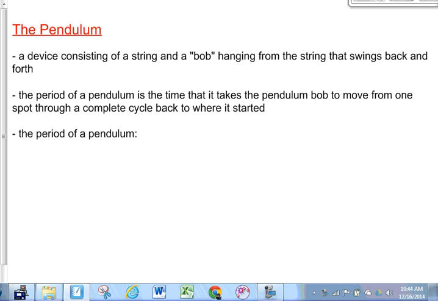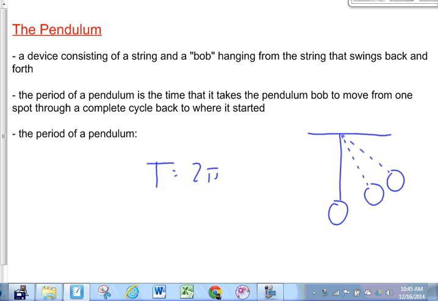And then finally, we talked on Friday about what variables affect the period of the pendulum. We learned that, well, for the most part, the angle doesn't affect it. So if I've got the pendulum hanging like this with a mass on the end of it, and I bring the pendulum up like this, or I bring the pendulum up like this, it doesn't really matter. The period of the pendulum is going to be the same.